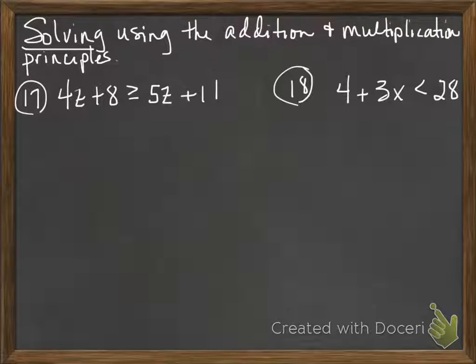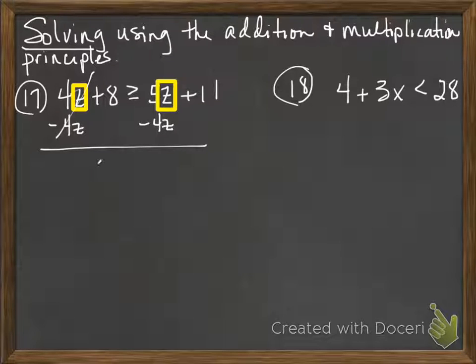So when I look at 17, I notice I have a z on the left and a z on the right. That's not a good thing, so I need to get my z's together, and I ask myself which z is the smallest. My answer would be 4z, so I'm going to move the 4z. It is a positive 4z, so I'm going to move it by subtracting. That's going to leave me with 8 is greater than or equal to 5z minus 4z, which gives me an understood 1z. And then I bring down the plus 11.